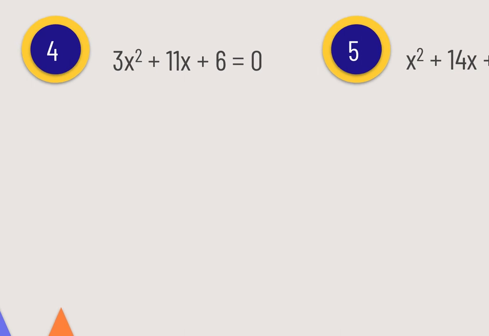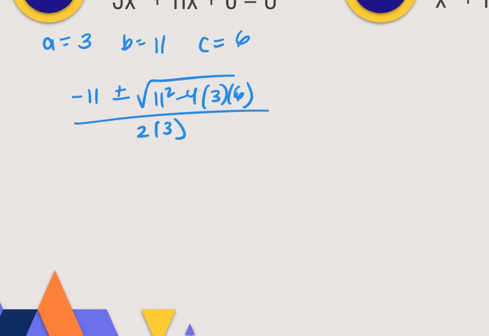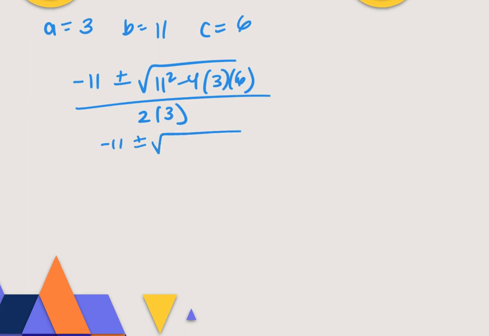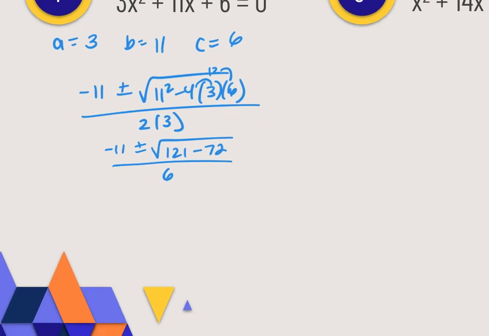All right, so what's A for 4? A is 3. What's B? B is 11. C is 6. So it's negative B plus and minus the square root of B squared minus 4 times A times C, all over 2 times A. I'd get negative 11 plus and minus the square root of 121. This is 12 times 6 is 72. So minus 72. Why is it minus? Because it's B squared minus 4AC, is the equation. Over 6.